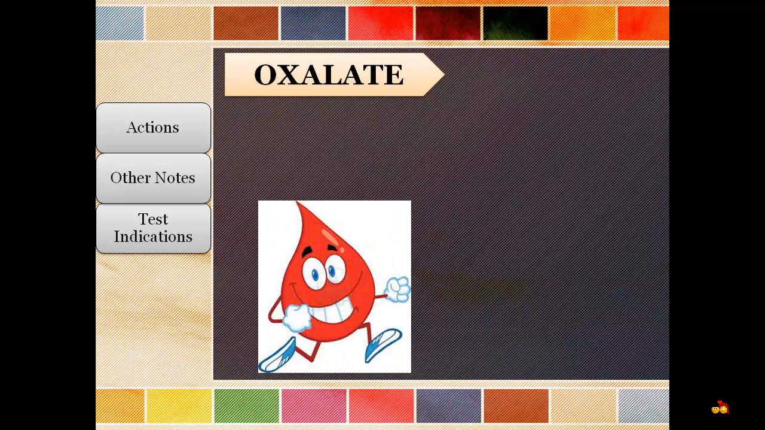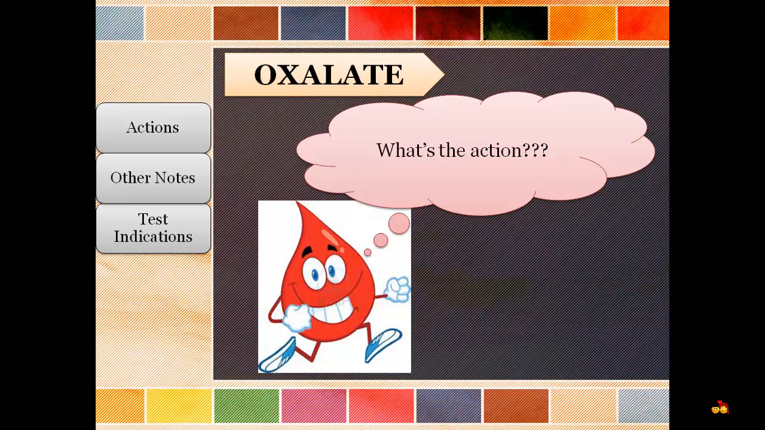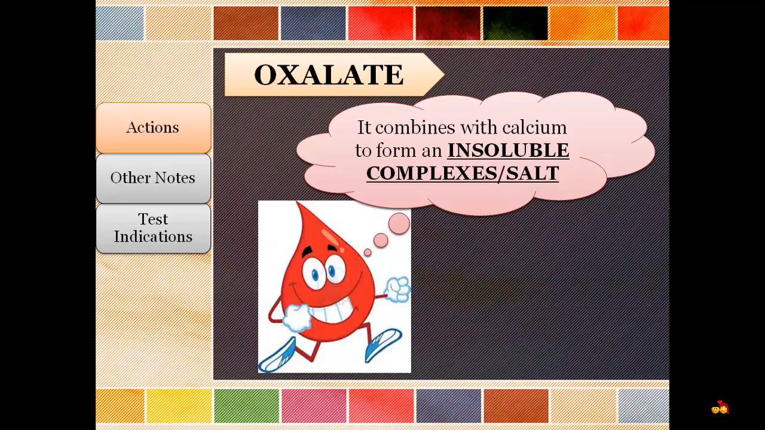Question! What is the action of our oxalate? Do you know? Okay, the action of our oxalate is that it combines with calcium to form an insoluble complex or salt. Take note, it combines with calcium to form an insoluble complex or salt. Therefore, oxalate, when present as an anticoagulant, will readily bind to your calcium, and when it binds to your calcium, it forms a salt. And that is your calcium oxalate.